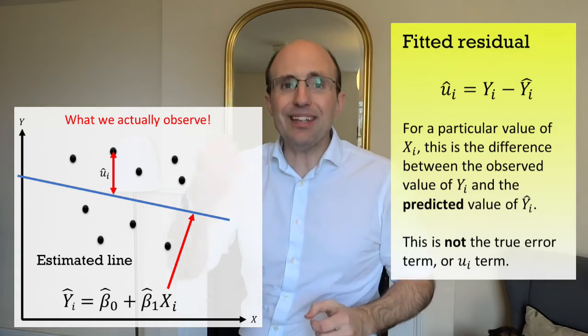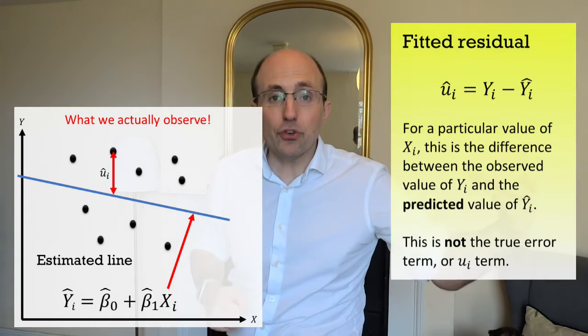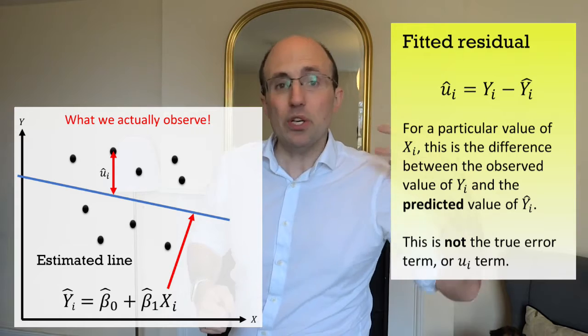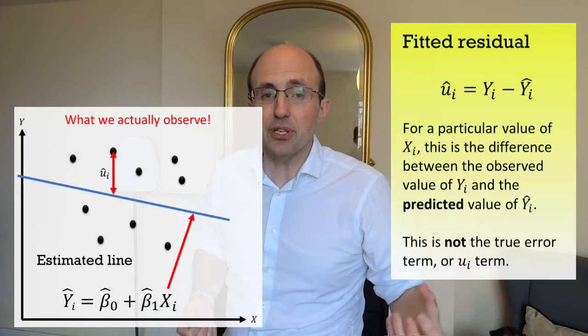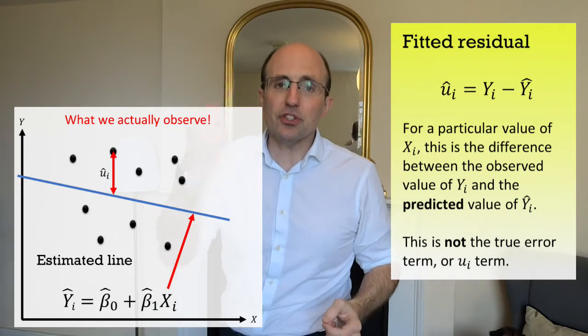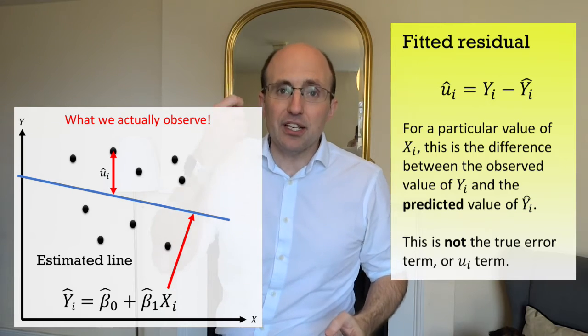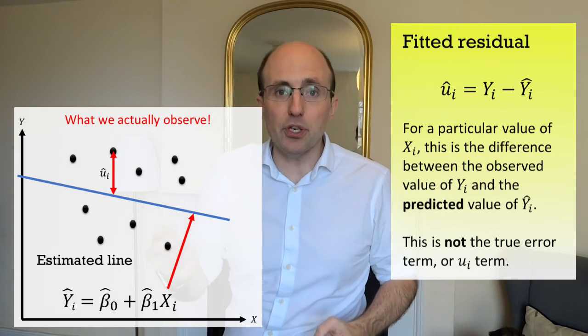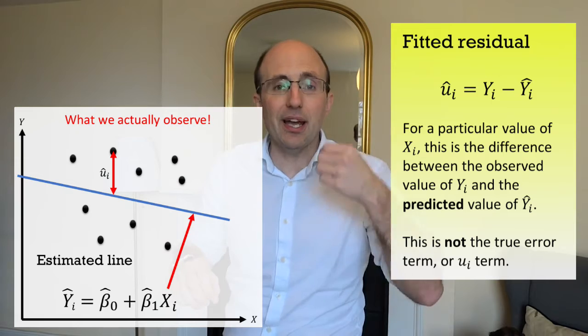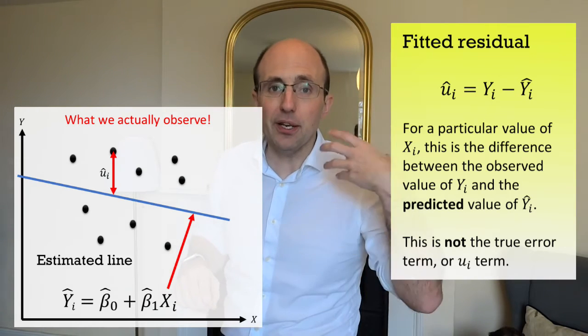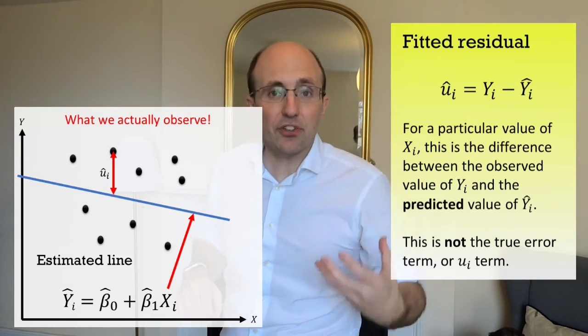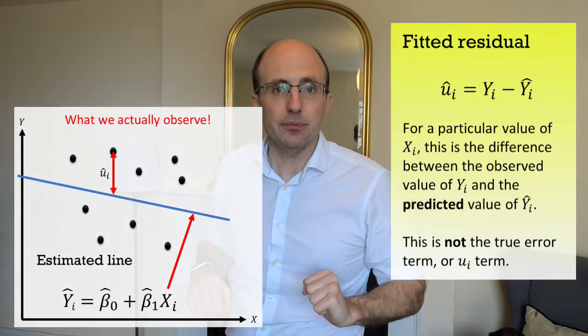Now, u hat is not the same as the true error term. We don't know what that true error term is. U hat is just a fitted residual. It's the difference between the observed point, the observed value of y, and the fitted value of y given the x that we observe.